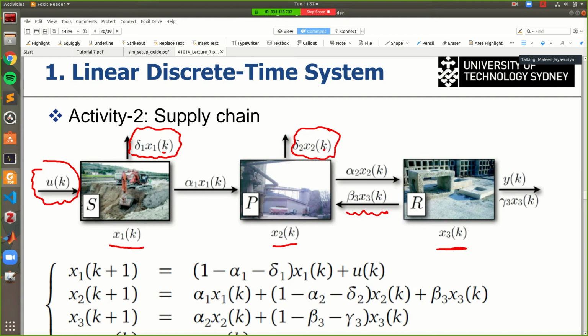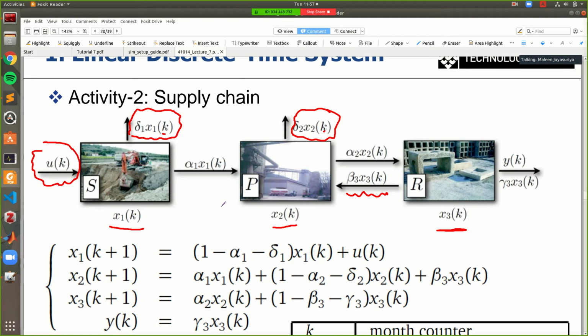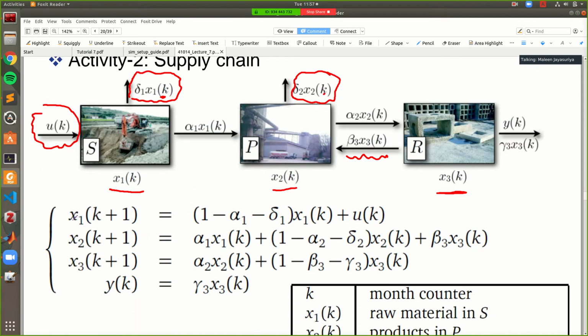So let's try and see how we can create that state space model out of this kind of discrete time supply chain, right? So K will change in a discrete way, right? It'll either be this entire process taking place every day or every month or every year or something like that, right? So this K will represent that discrete time step.